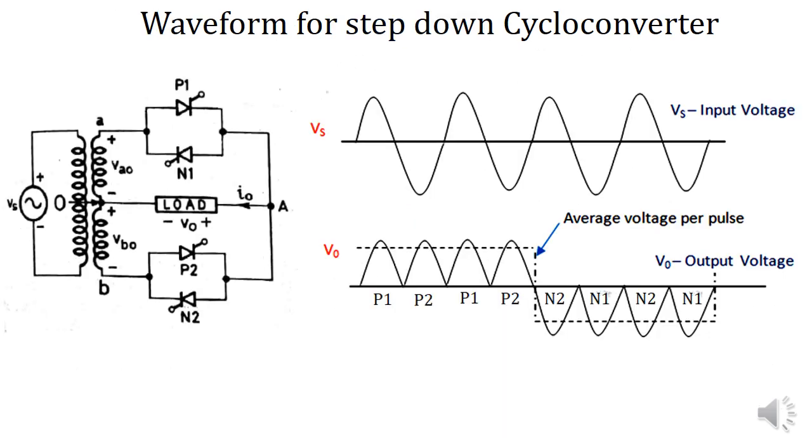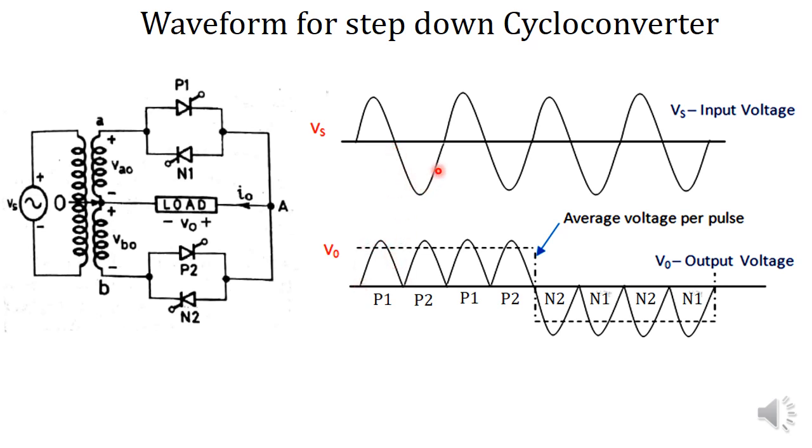Now let's see how the same converter can be operated as a step-down cycloconverter. Step-down cycloconverter means the output frequency will be less than the input frequency. This is done like this. During the positive half cycle of the supply voltage, the switch P1 is turned on. That means the current will flow in this direction. So current and voltage are positive. So the output voltage will be like this.